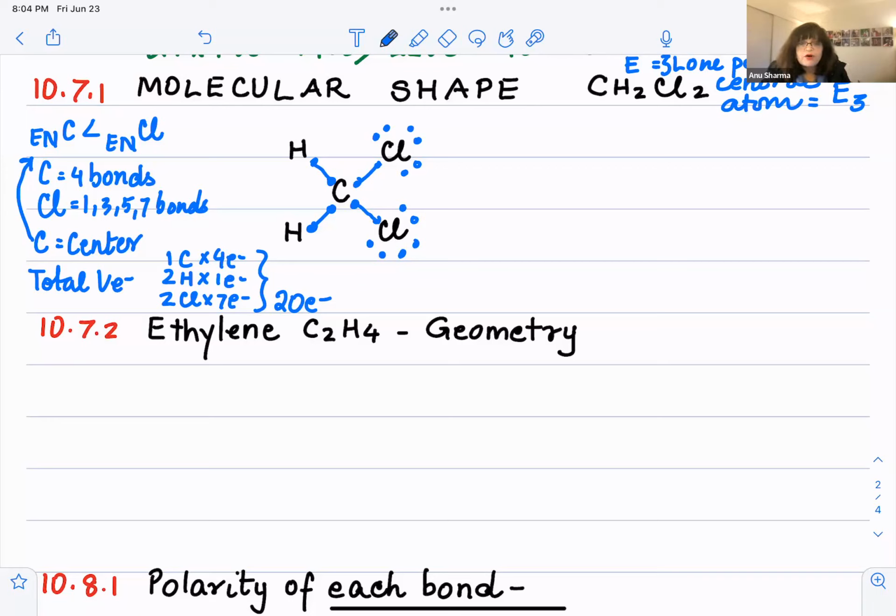Hydrogen wants to make 1 bond, and hydrogen is making 1 bond. Carbon wants to make 4 bonds, and carbon is making 4 bonds. And chlorine will make only 1 bond, because chlorine is attached to a less electronegative atom. Okay, so that's one piece.